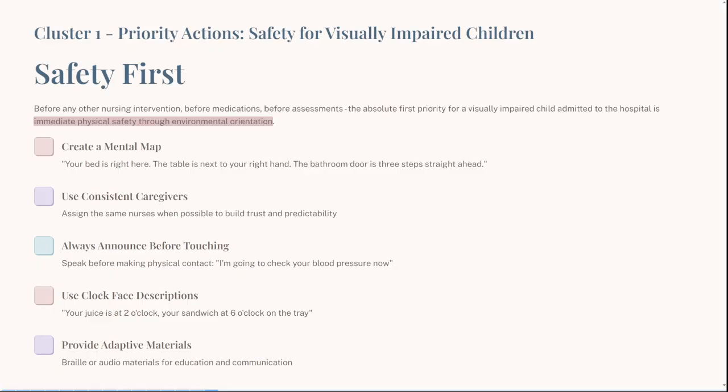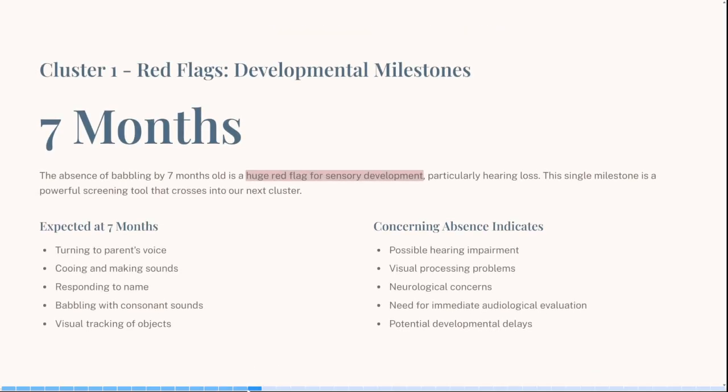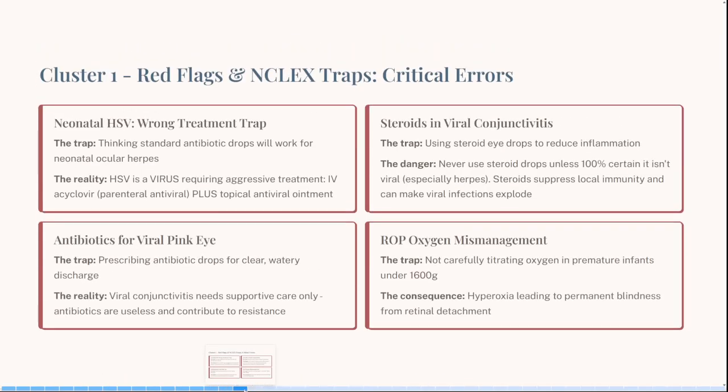Okay, let's do a quick hit summary for this first cluster. Mechanisms. 3 main ones: oxygen toxicity causing ROP, muscle imbalance causing strabismus, and infections, especially at birth, causing all sorts of problems. Hallmarks. The white reflex for retinoblastoma, squinting or head tilting for strabismus, and that thick, purulent exudate for bacterial conjunctivitis. Critical red flags. A white reflex, obviously. And that ticking clock, the visual pathway disappearing in untreated strabismus. And remember, no babbling by 7 months is a huge red flag for overall sensory development.